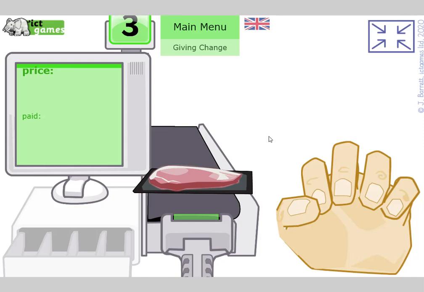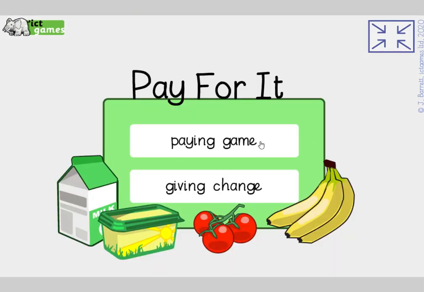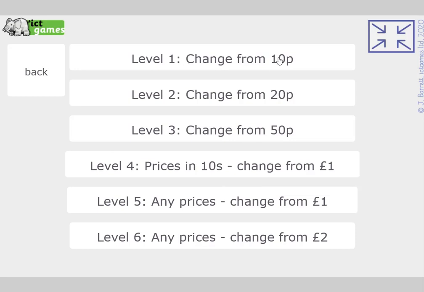Year ones, if you can have a go at the giving change from 10p, but let's go back to the main menu. Definitely have a go with paying. Sorry, that was the frogs in the background. Definitely have a go of paying for things. If you feel like being really brave, year ones, you could have a go at the giving change as well. But year ones, if you're going to do it, keep it within 10p. Year twos, you could really be doing it within 50p, or if you try this one, up from £1.